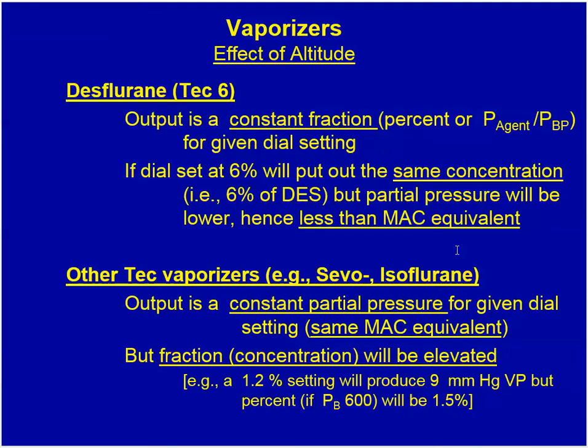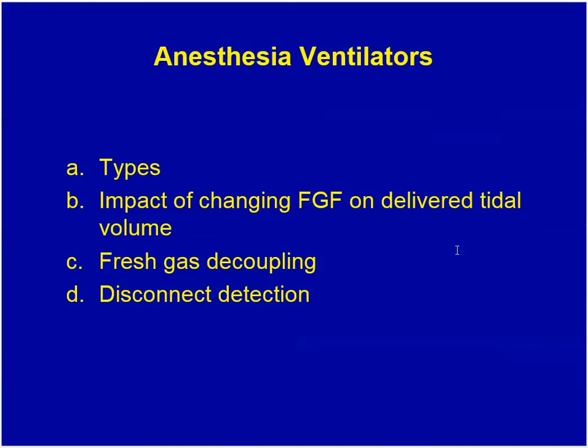In summary, with the Desflurane vaporizer, the output is a constant fraction, and if the dial is set at 6%, it will put out the same concentration, but the partial pressure will be lower, and hence a less MAC equivalent. With other Tec vaporizers, the output is a constant pressure for a given dial setting, but the fraction will be elevated, but the anesthetic effect will be the same.